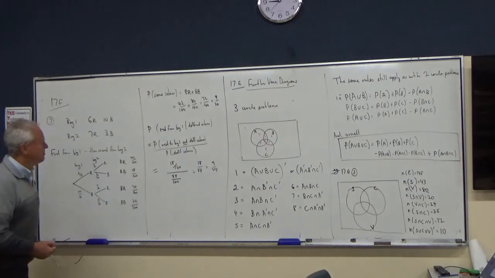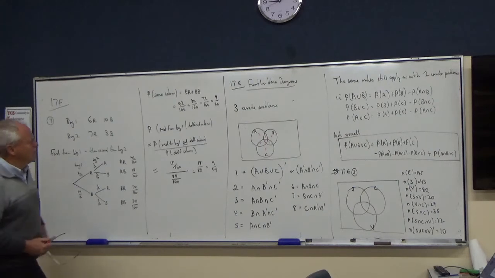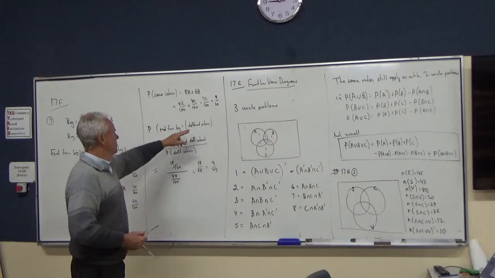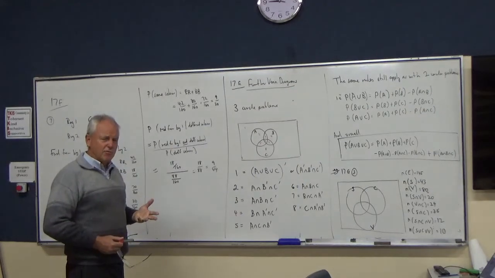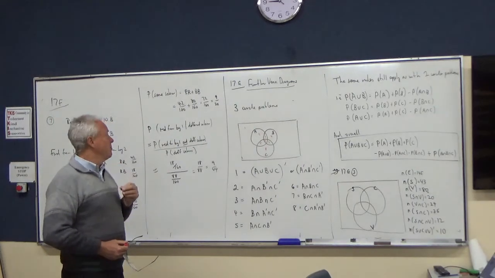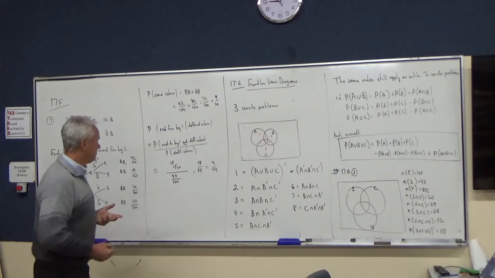Okay, the second bit's a little bit trickier. So it's a conditional probability. I can't remember how the question is worded. Given that the two cubes are different colours, what's the probability that the red cube came from bag 1? I think that's what it was.